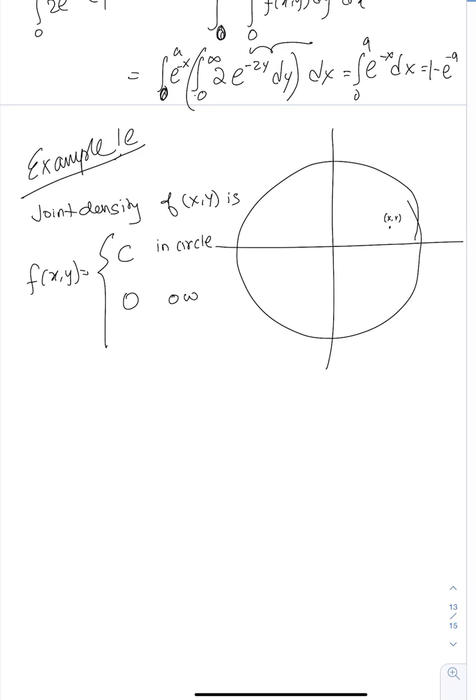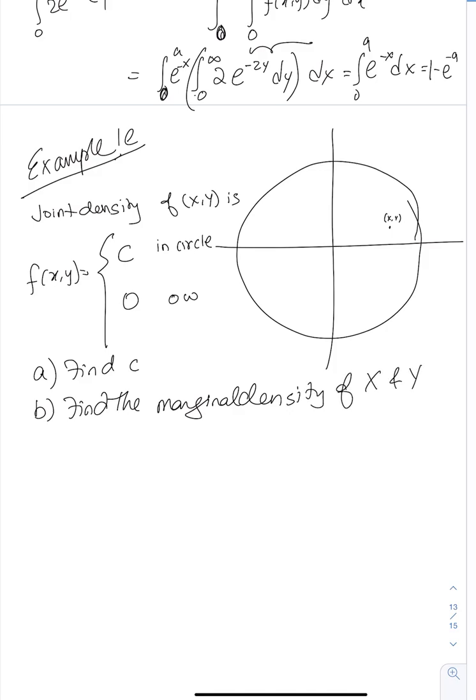What they ask you to do is: 1, find the value of c. 2, find the marginal density function of x and y. What do you mean by marginal density of x and y? It's just the density of x and y. The reason you're calling it marginal is because it's coming from a joint density of x and y.